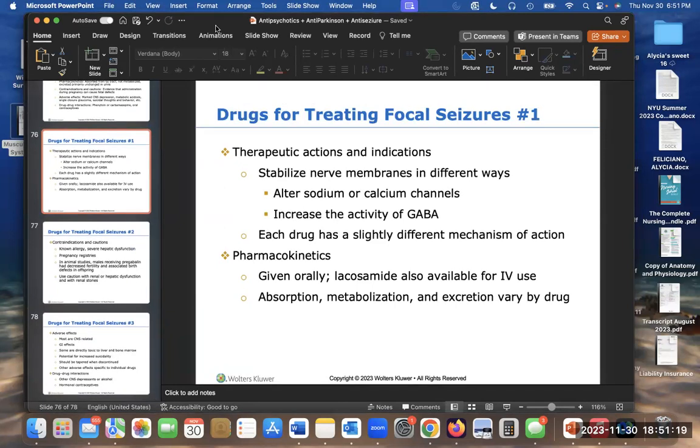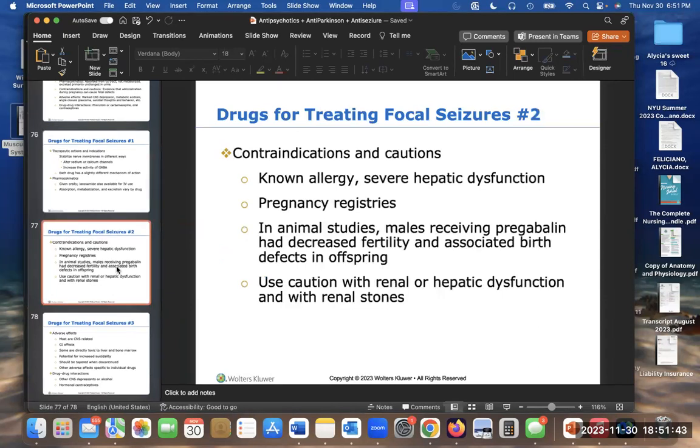So these drugs can do a little different things. If they're focal seizures, right, we can either alter those sodium and calcium channels or increase the activity of GABA. You're seeing a trend in these medications, right? That's how you can also make a paper chart, right? Which ones work on GABA and which ones don't. The thing with these is that always you have to be careful, right? With allergies, liver problems, pregnancies.